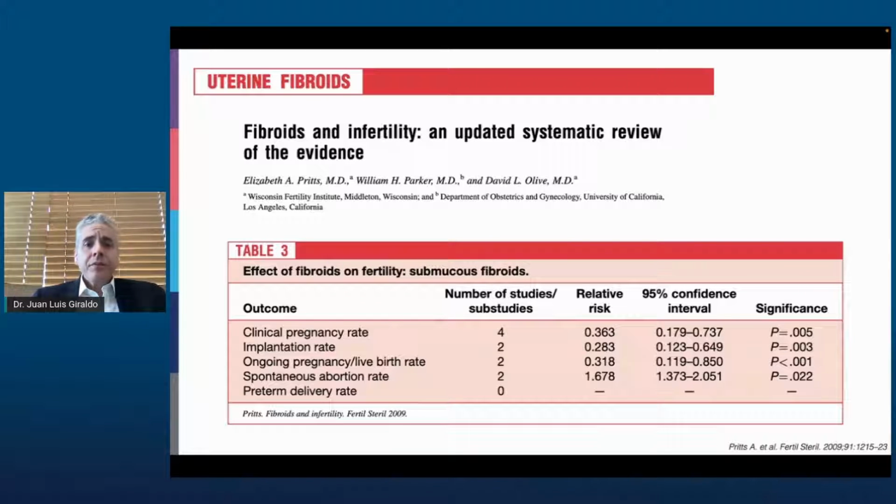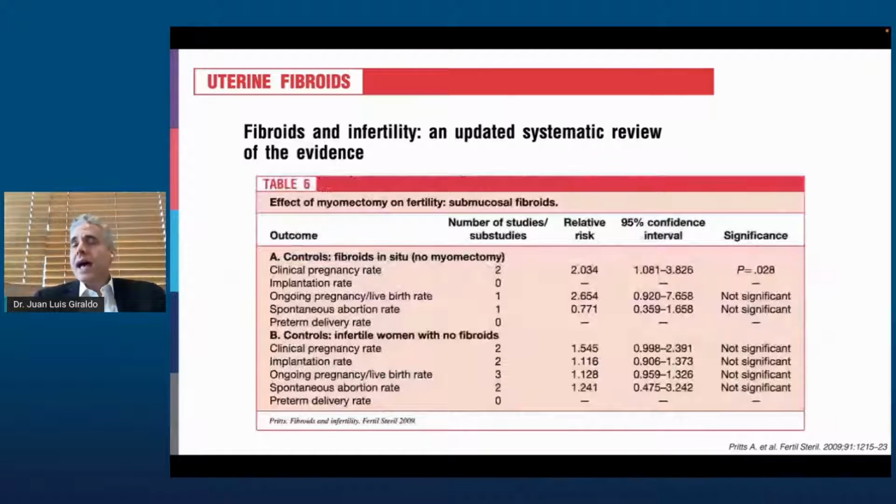When they compared patients with submucous fibroids with a general population of women without submucous fibroids, they saw, as you can see in this table, that the clinical pregnancy rate, the implantation rate, the ongoing pregnancy rate, and the live birth rate were diminished in patients with submucous fibroids compared to controls without submucous fibroids. And the spontaneous abortion, or miscarriage, rate was increased in those patients with submucous fibroids compared to controls. So apparently submucous fibroids do have an effect on fertility prognosis.